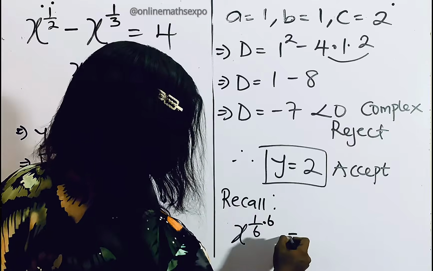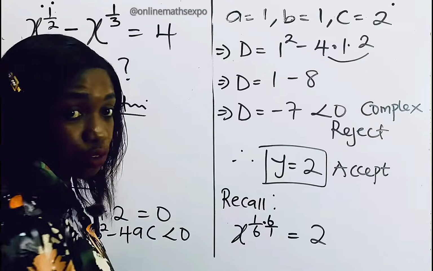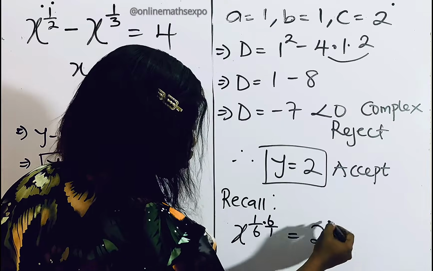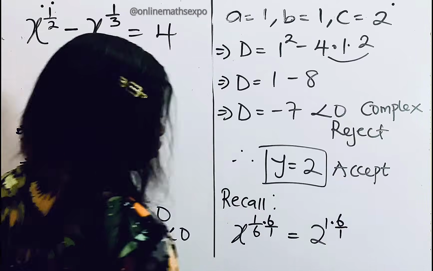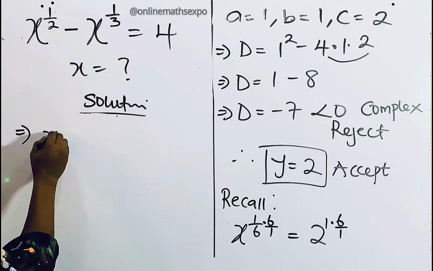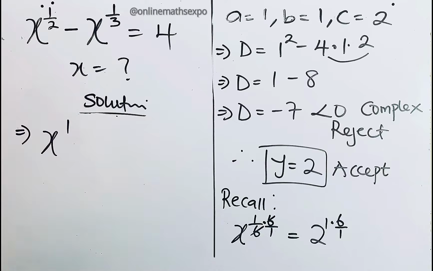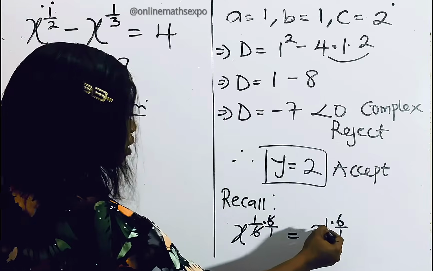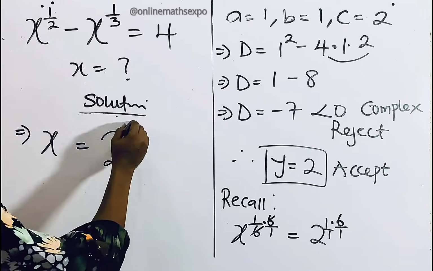So we multiply by this inverse, so that when you multiply this, it gives you 1. And when you do it to the left, you also do it to the right. So remember, 2 is already 2 to the power of 1. So you also multiply by 6 over 1. Let's do this together. This gives us x to the power of 1, and x to the power of 1 is also x. So x will be equal to 2 to the power of 1 times 6 over 1, which is 6.